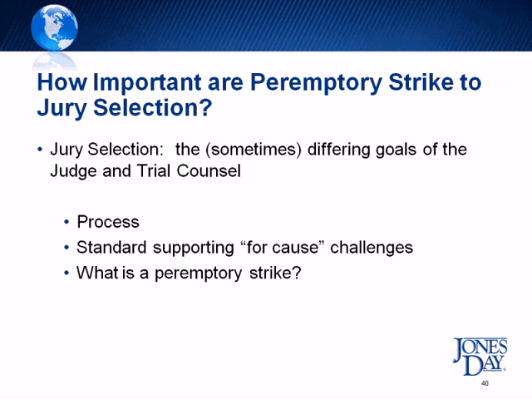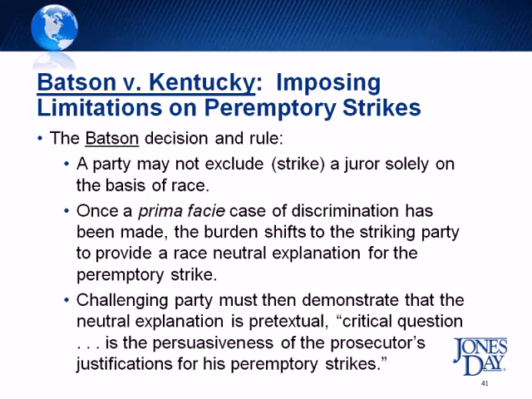really first emerge in the case of Batson. Now, the Batson case involved an African-American defendant and the exercise by the prosecutor of strikes of all African-American jurors. And the rule that was announced in that case was that you could not exercise peremptory strikes based upon a racial basis. You cannot strike because someone is a member of a particular race.